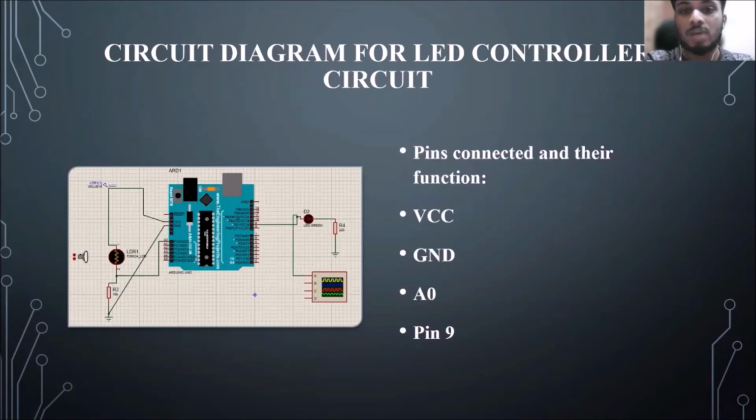The circuit diagram for the LED controller circuit is shown below, and the pins connected to the Arduino are also listed below. First is the VCC. VCC is the power input of a device. In this project, the 5 volts converted from the buck converter circuit will be connected to the Arduino VCC input pin. Next is the ground pin. Ground pins are used to close the electrical circuit and provide a common logic reference level throughout the circuit.